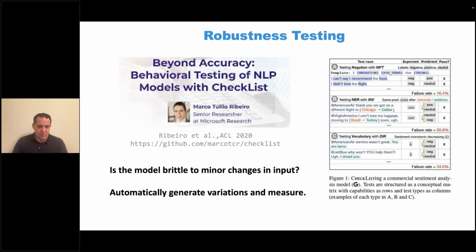This specific paper by Marco Ribeiro won Best Paper Award at ACL 2020. Checklist is an open source library under a commercially permissive license that's available on GitHub. What was done there, most of the examples were on sentiment analysis. They looked at sentiment analysis, comparing, I think, BERT and RoBERTa, which are open source models, and then the three cloud APIs from AWS, Azure, and Google Cloud.